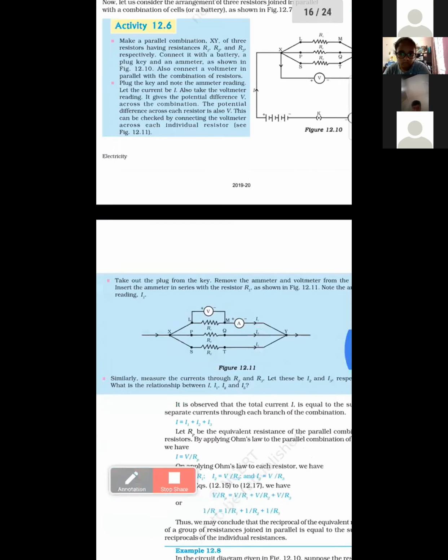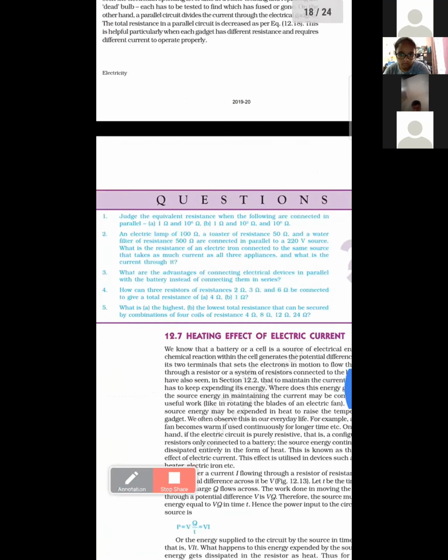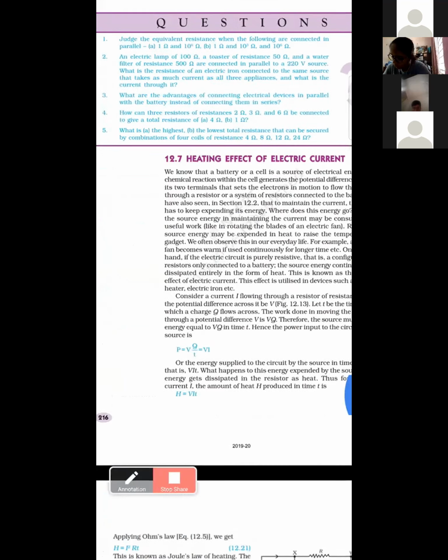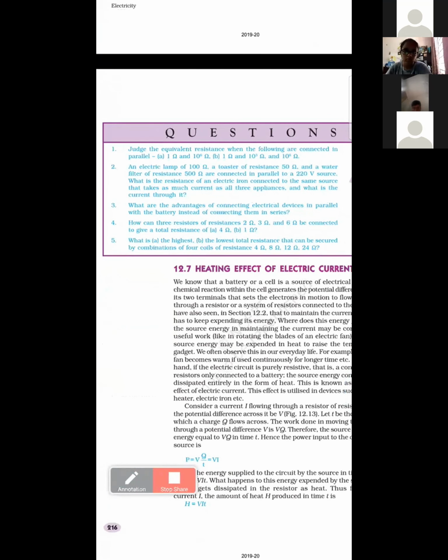Do till page number, I'll just tell you, till page number 216. Till page number 216, all blue colored questions you can do in the notebooks. And examples you can go through. Okay, heating effect I'm going to discuss afterwards.